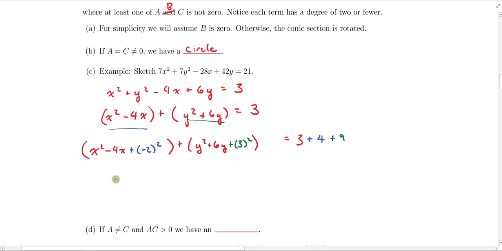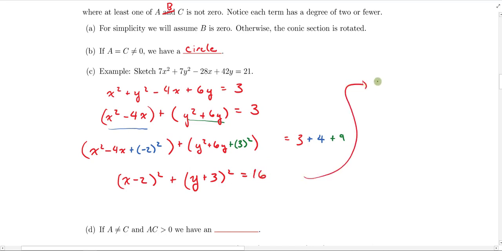If we go ahead and clean this up, the whole reason why we complete the square is because things now factor. So this factors to be (x minus 2) quantity squared, and you could check that. If you FOIL that out, you'd have this line above it, plus (y plus 3) quantity squared, and now that's equal to 16, and now this looks like the circle of radius 4 and a center at (2, negative 3).